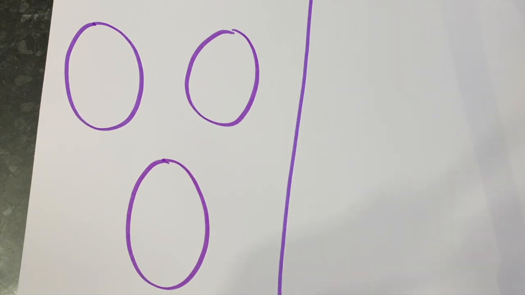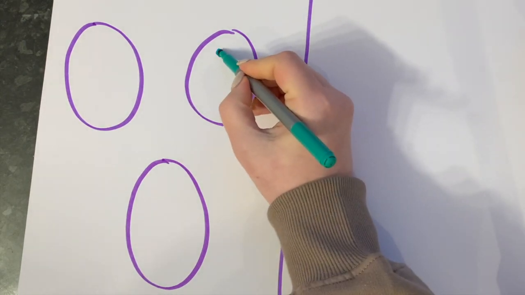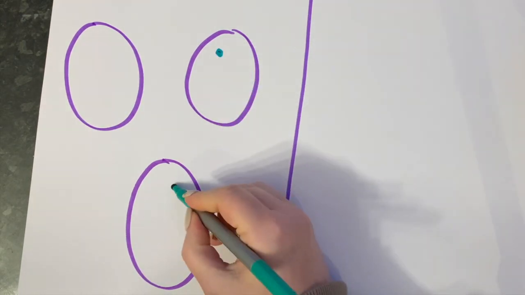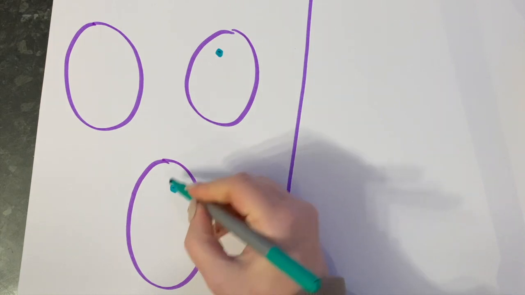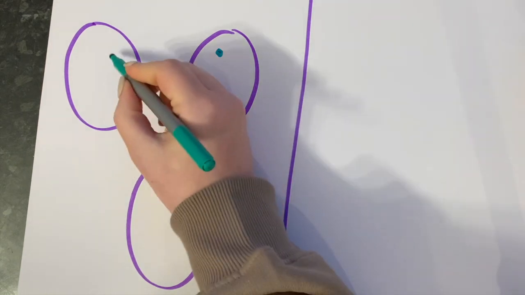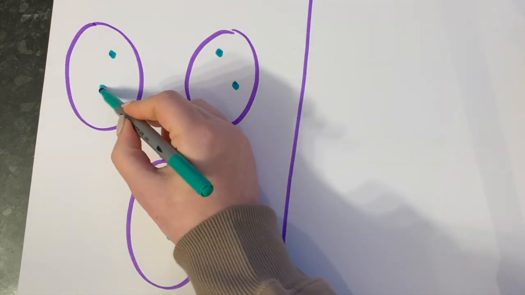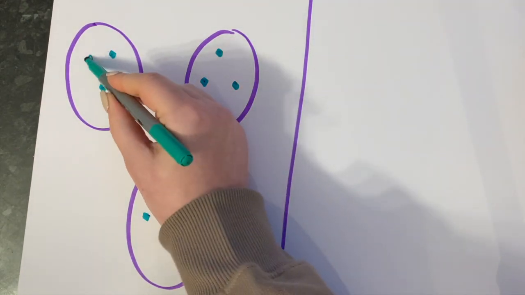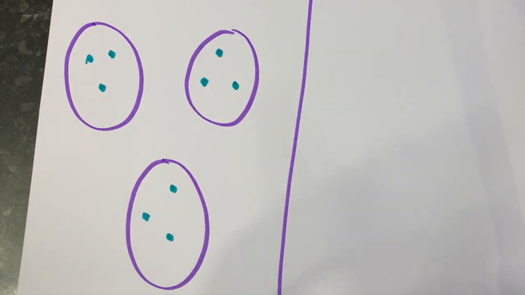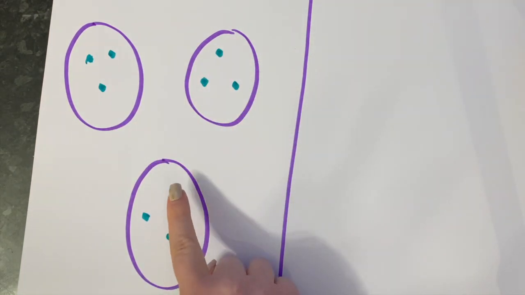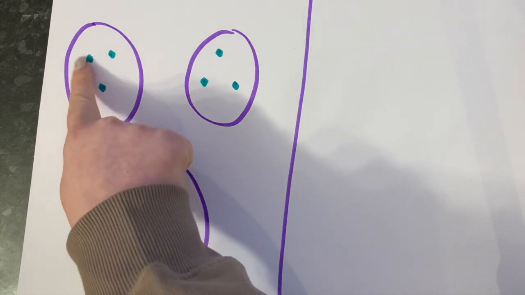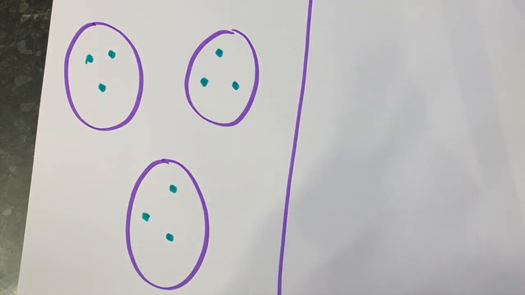Now let's try and share 9 between 3 groups. Pause the video and have a go, and we can come back in a moment to check. Do you think it will work? I've got 1, 2, 3, 1, 2, 3, 1, 2, 3 in each group, so it worked.